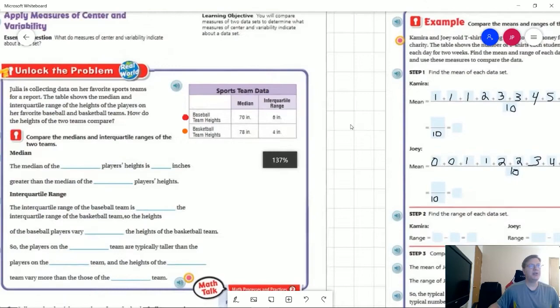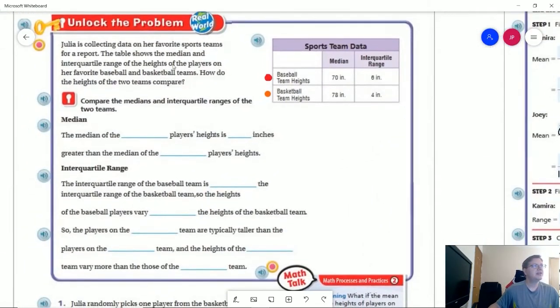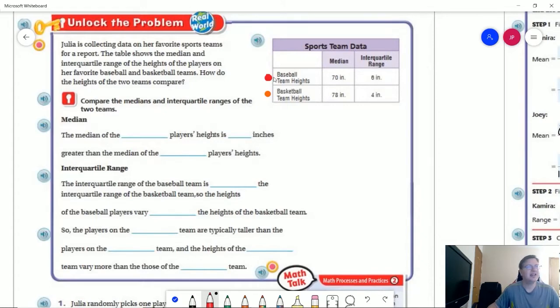So since we're going to look at how we would interpret the data, let's take a look at our unlock the problem. To save a lot of writing, I've chosen to make the baseball team red and the basketball team orange. My thought behind that is since baseballs typically have red seams and basketballs are typically orange, that would be easier than trying to write out something or abbreviating.